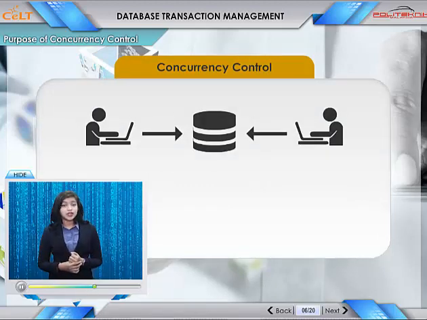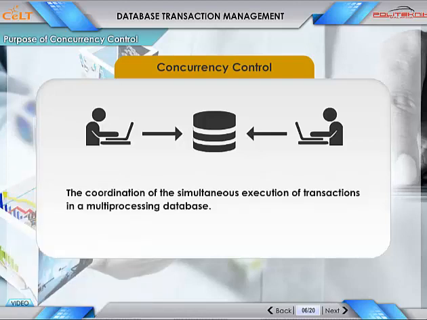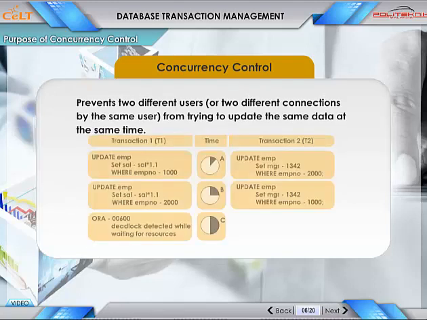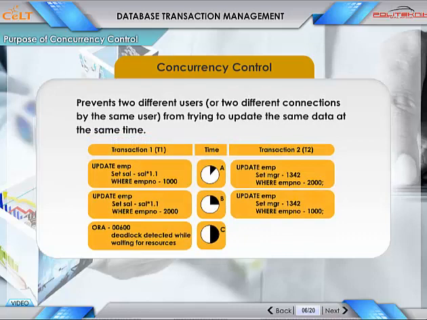What is concurrency control? Concurrency control is the coordination of the simultaneous execution of transactions in a multiprocessing database. The purpose of concurrency control is to prevent two different users, or two different connections by the same user, from trying to update the same data at the same time. Let's move to the next slide to learn more.